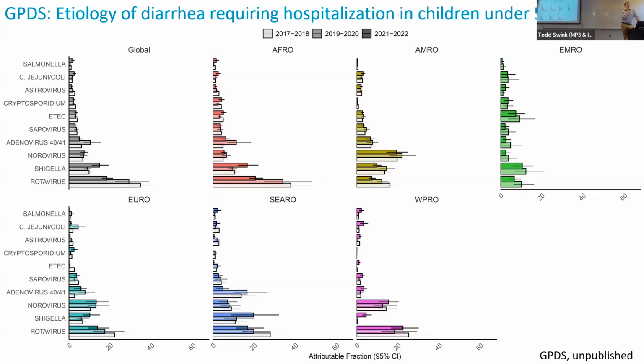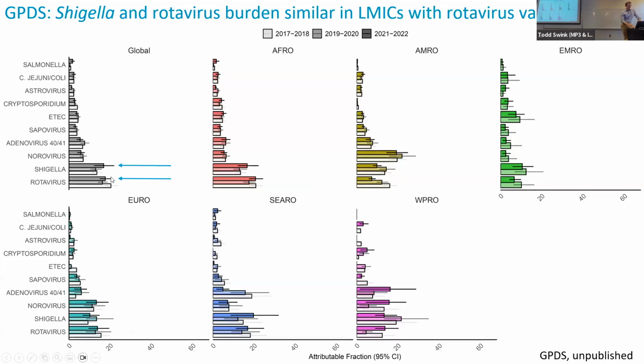The single biggest country in terms of diarrhea mortality in the network is Nigeria, and they just introduced in August of 2022. So effectively all of this data is pre-impact of rotavirus vaccine in Nigeria. But you can still see rotavirus coming down quite a lot, and if you subset across all years only to countries that have introduced rotavirus vaccine, it looks like Shigella is poised to be the leading cause of diarrhea requiring hospitalization.